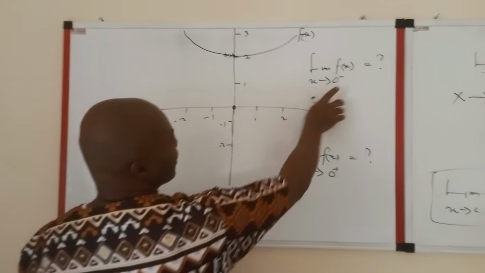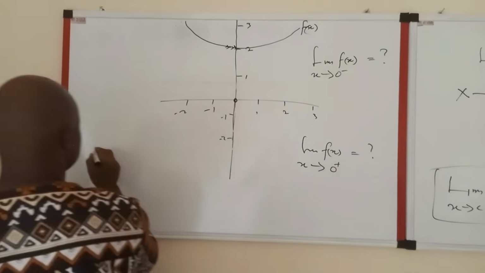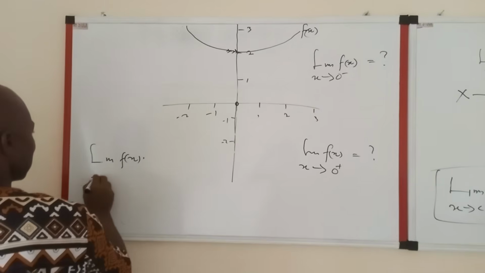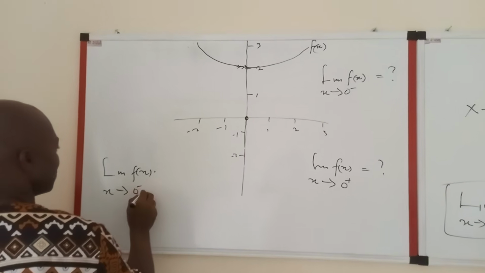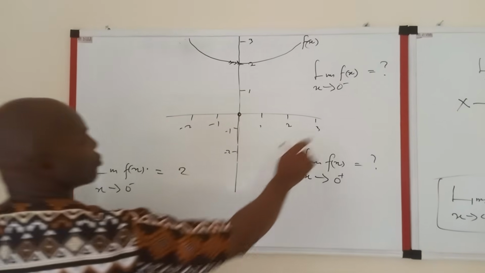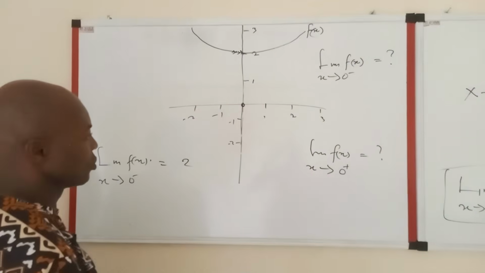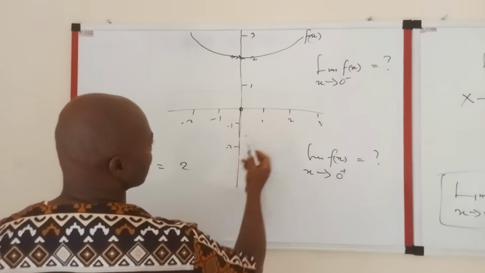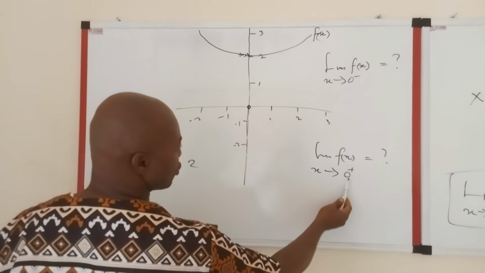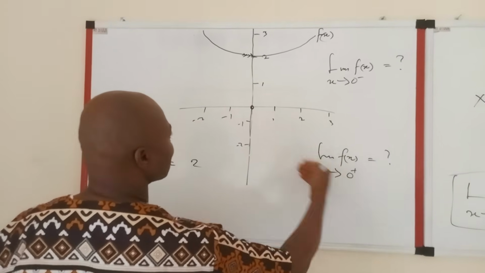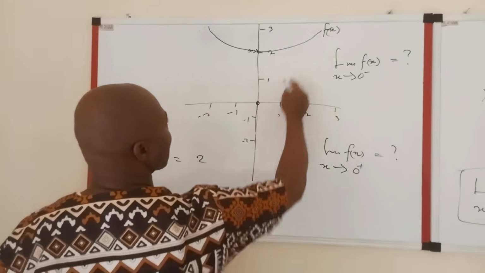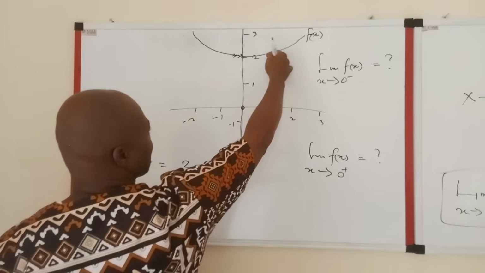So from the left-hand side, the limit of the function as x tends to 0 from the left is equal to 2. Now, let's see from the right if it's the same. As x tends to 0 from the right-hand side, that's the meaning, from this side now. Now, this is the function.